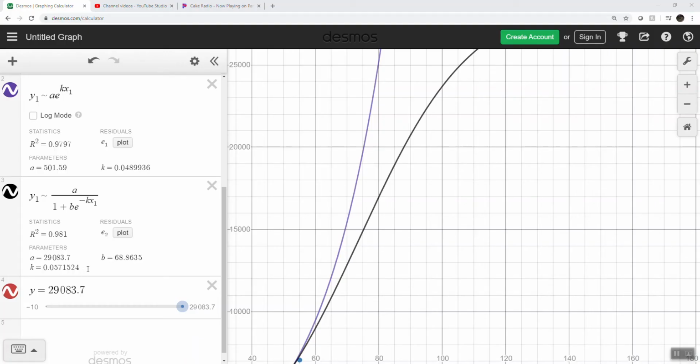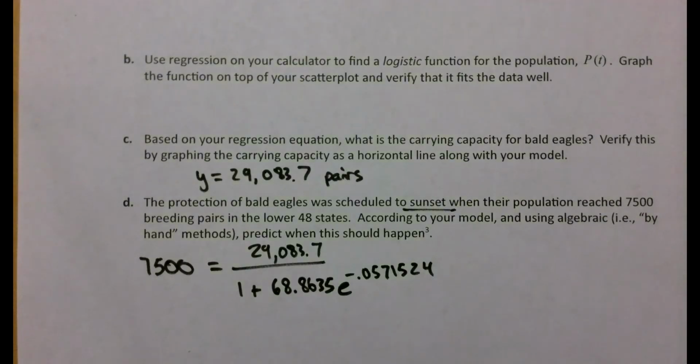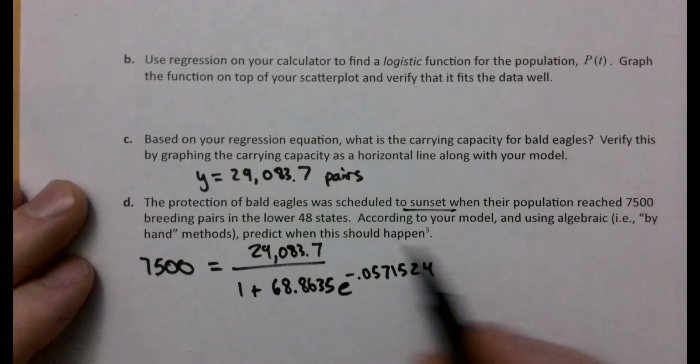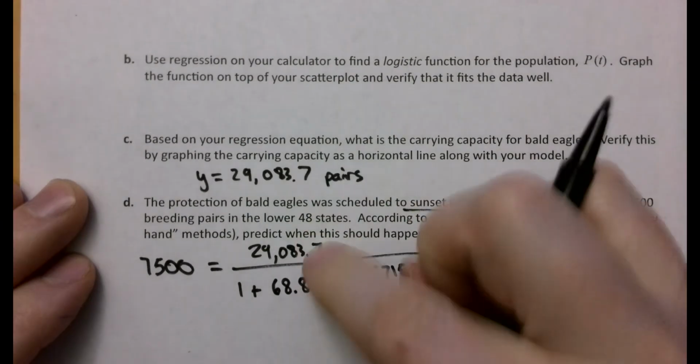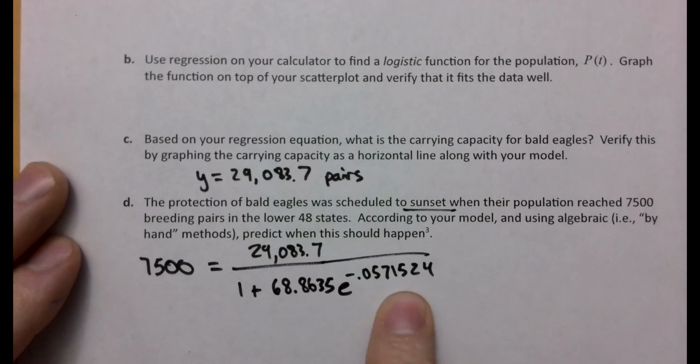Here's our K value. So 1 plus, let's see, our B value is 68.8635. And that's e to the, we should keep really all of these values to be more accurate, 0.571524. Okay, so the question is, how are we going to solve this thing analytically? Well, this is like a mixture of a rational equation, because here's a fraction, and an exponential equation.